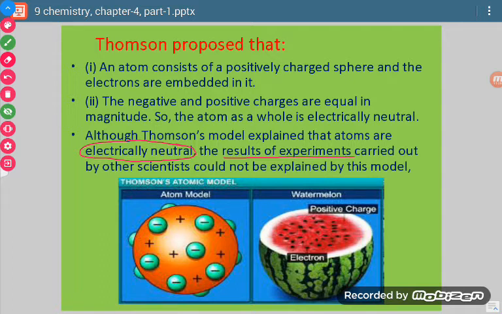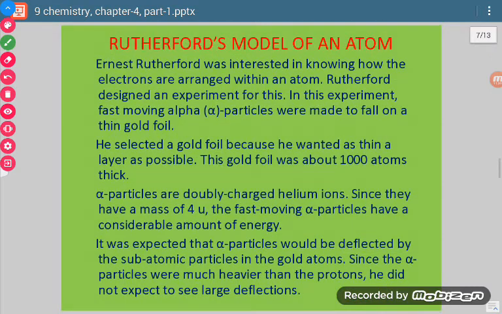Now see, in this picture you can see the model of the atom, and you can compare this with a watermelon, where the red portion is the positive charge and the black seeds are like electrons. So this was Thomson's model of an atom.